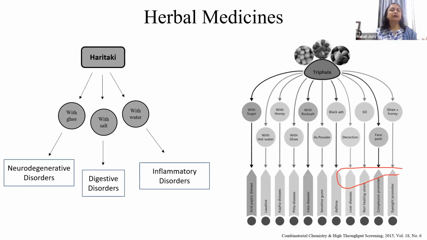Okay, so I'll just take a couple of examples. For instance, haritaki fruit is one of the, let's say, one medicine that is given. And it's not just that it's given, but it's the solvent also, or the carrier also, which can change.